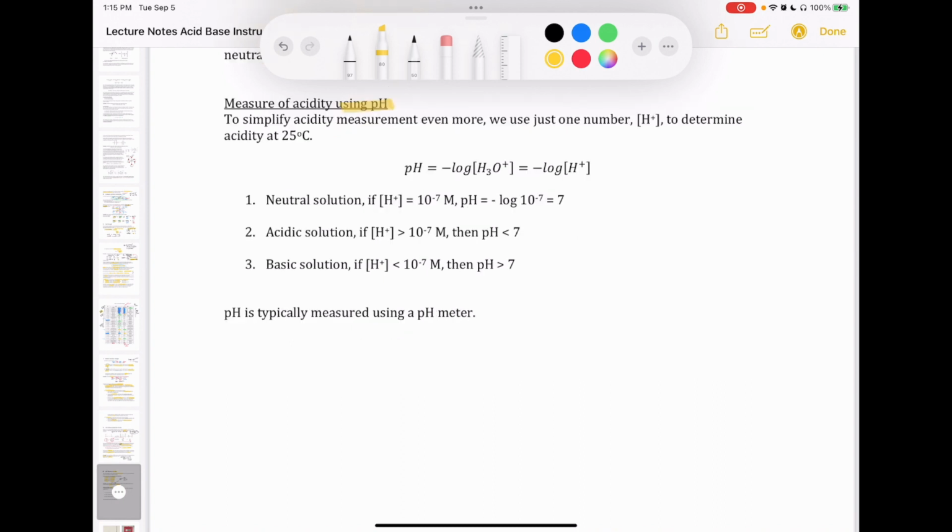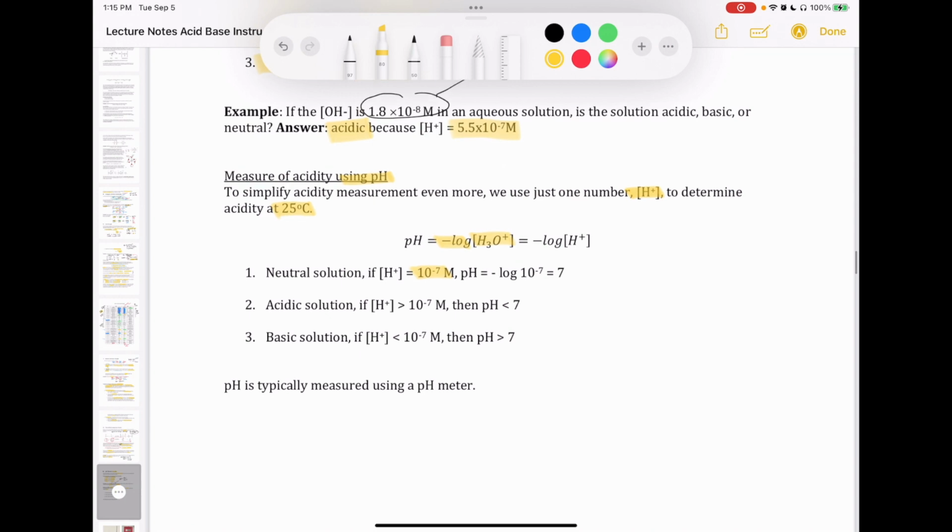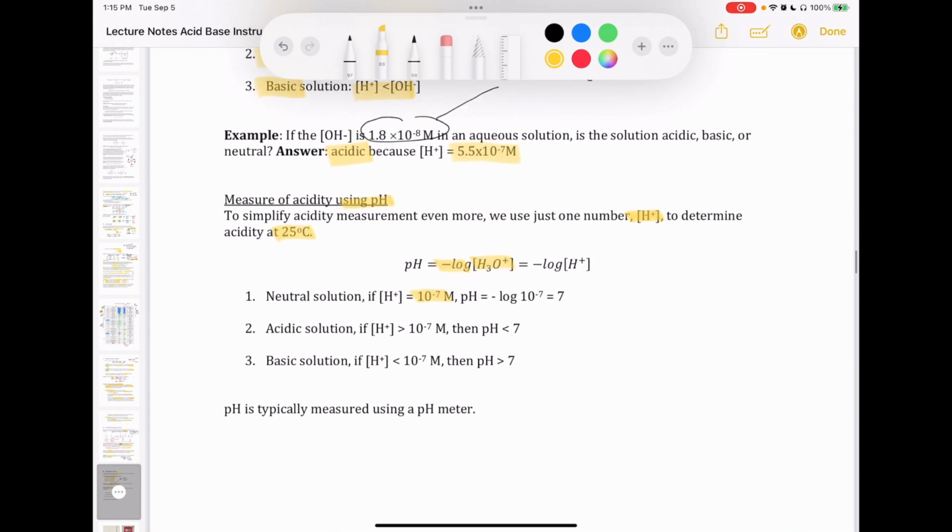Simply what this means is that instead of looking at two numbers like what we just did, H plus and OH minus, we're just looking at H plus now. And this is specifically at 25 Celsius. So pH itself is just a mathematical operation where you take the negative log of the H plus concentration, or the hydronium concentration. And if your H plus is 10 to the minus 7, remember that our Kw earlier is 10 to the minus 14.